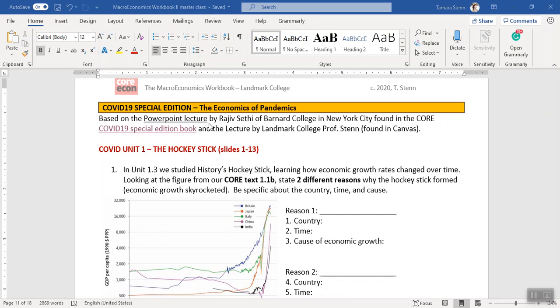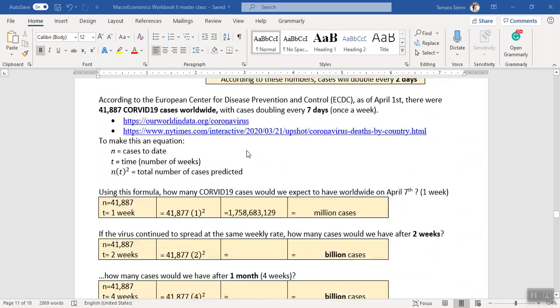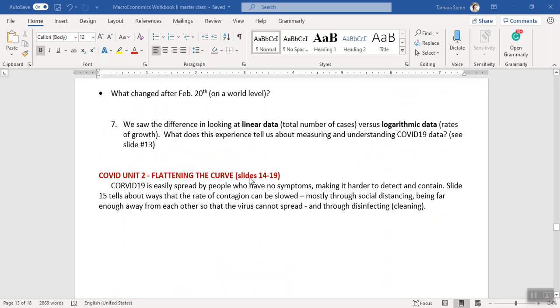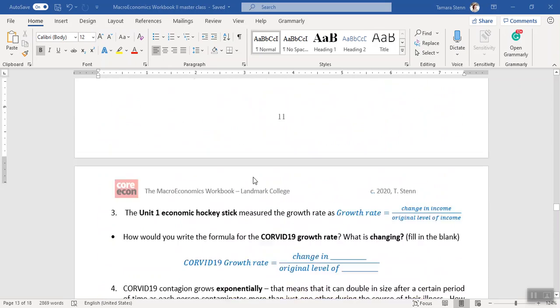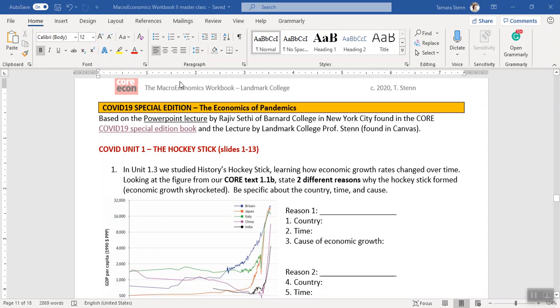So we have our workbook right here, our COVID-19 Special Edition. We're going to be looking at two units. We're going to be looking at Unit 1, Hockey Stick, okay? And we're going to be looking at Unit 2, Flattening the Curve, okay? And this is in reference to some slides. So this is a PowerPoint that was put together on a special edition of CORE.